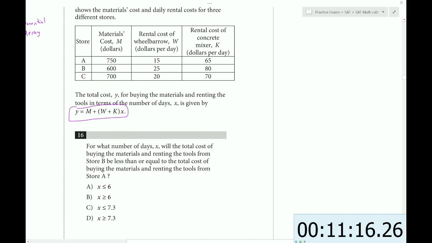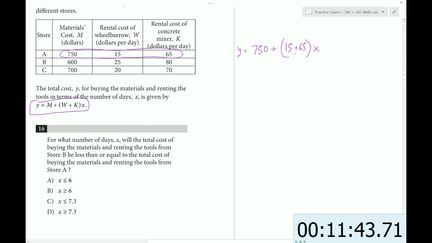So it looks like we could plug in the values for store A and store B. So here are the values for store A. We could plug them into the formula. So y equals m, which is 750, plus w plus k times x. w plus k is 15 plus 65 times x. And if we add those together, of course, we get 80. So let's just sub that in here. 80x.